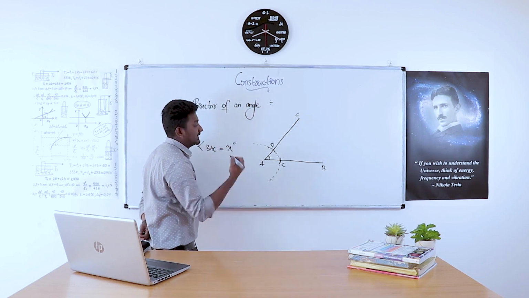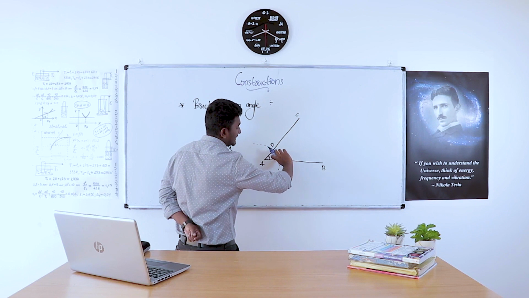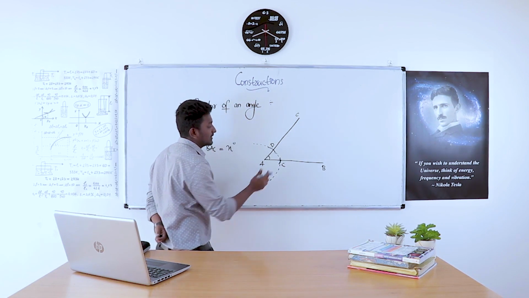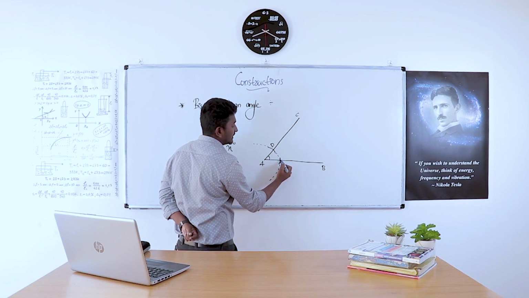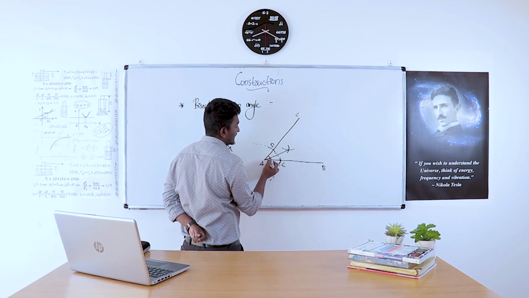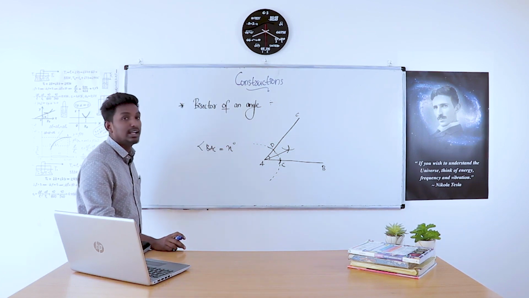Now take the compass and fix it at C and take a length of more than half of CD. Then make an arc here. Then take the compass and fix it at D and make an arc here. Now these two arcs meet here, and join a line segment from that point to A. Then this is the bisector of that angle.